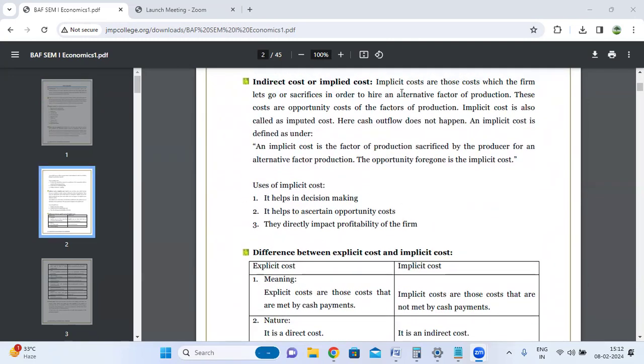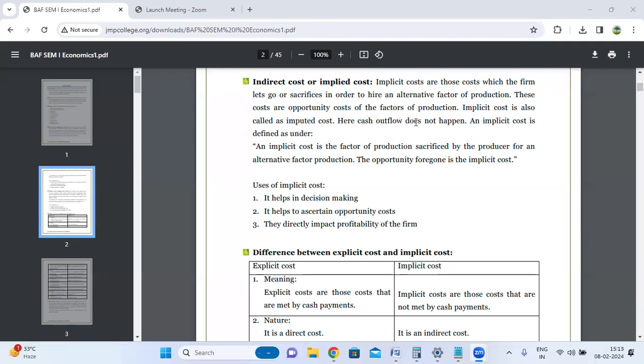Indirect cost or implicit cost are those costs which are given up or sacrificed in order to hire alternative factors of production. These costs are the opportunity cost of the factors of production. Implicit cost is also called an imputed cost.